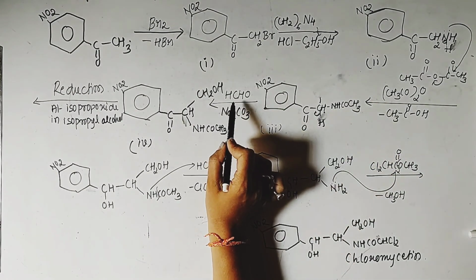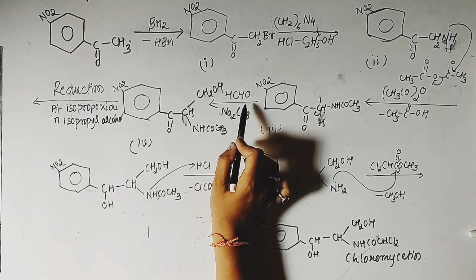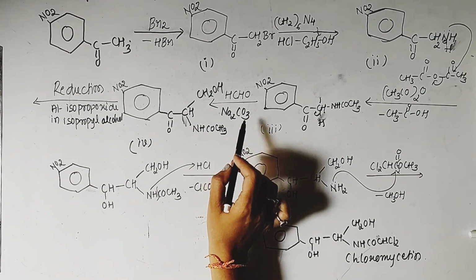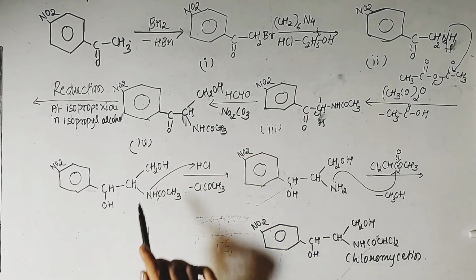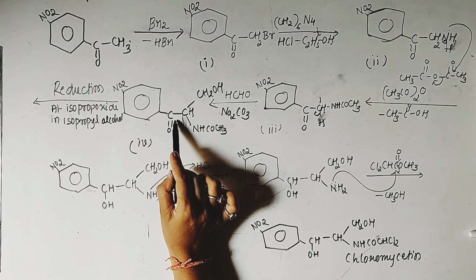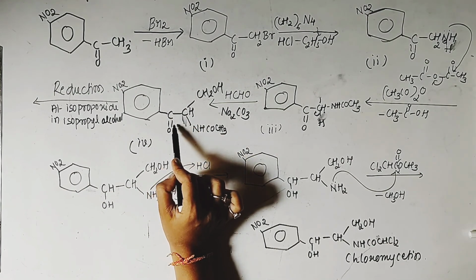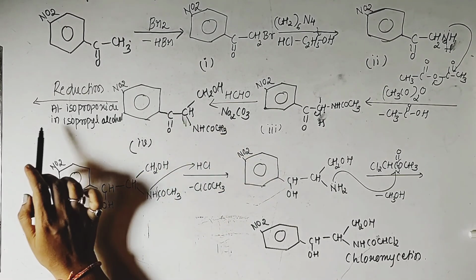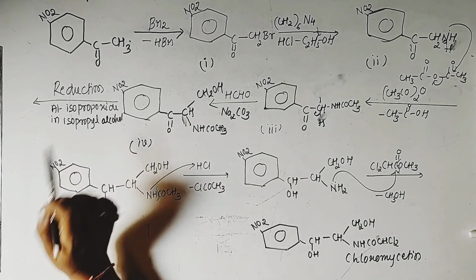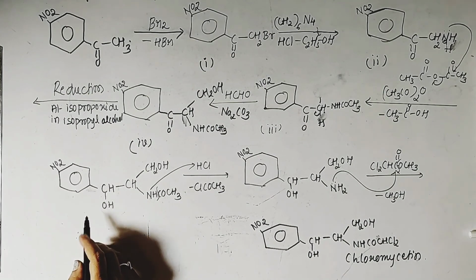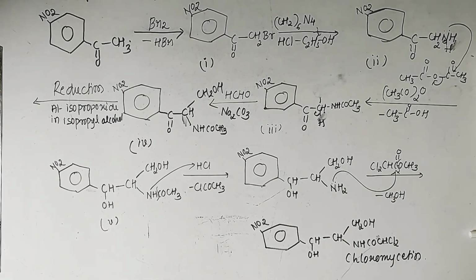So for that we are using the formaldehyde reagent. By using this formaldehyde reagent in presence of sodium carbonate, it will introduce one alcoholic group at the alpha carbon. And once again at this carbonyl carbon we require one alcoholic group. So for that we have to reduce this ketonic group, and that can be done in presence of aluminium isopropoxide in isopropyl alcohol. Here we will get one more intermediate product, that is 5.